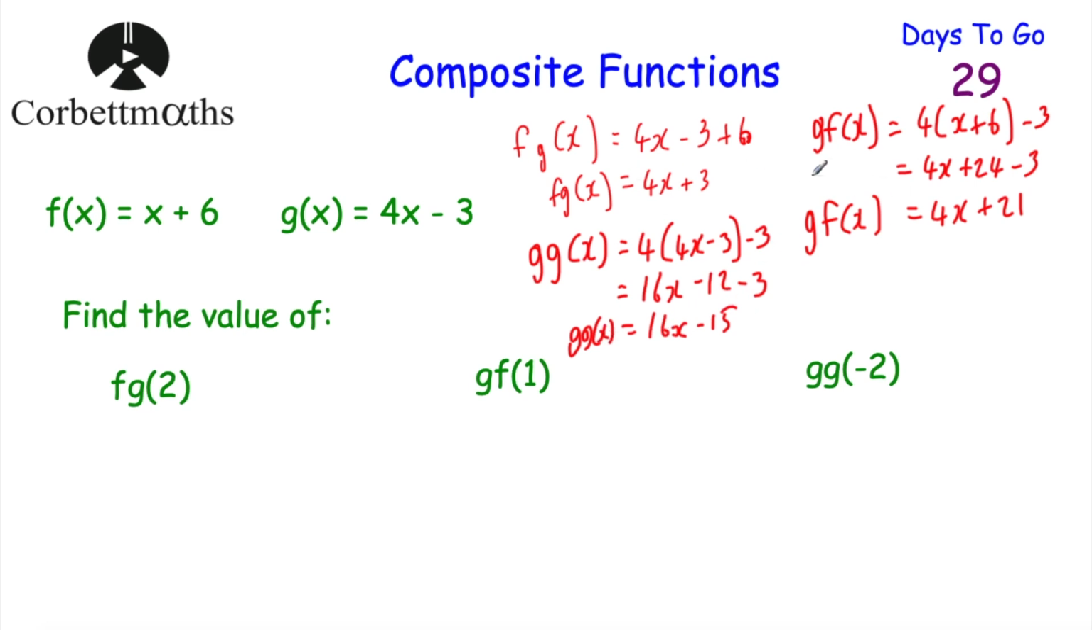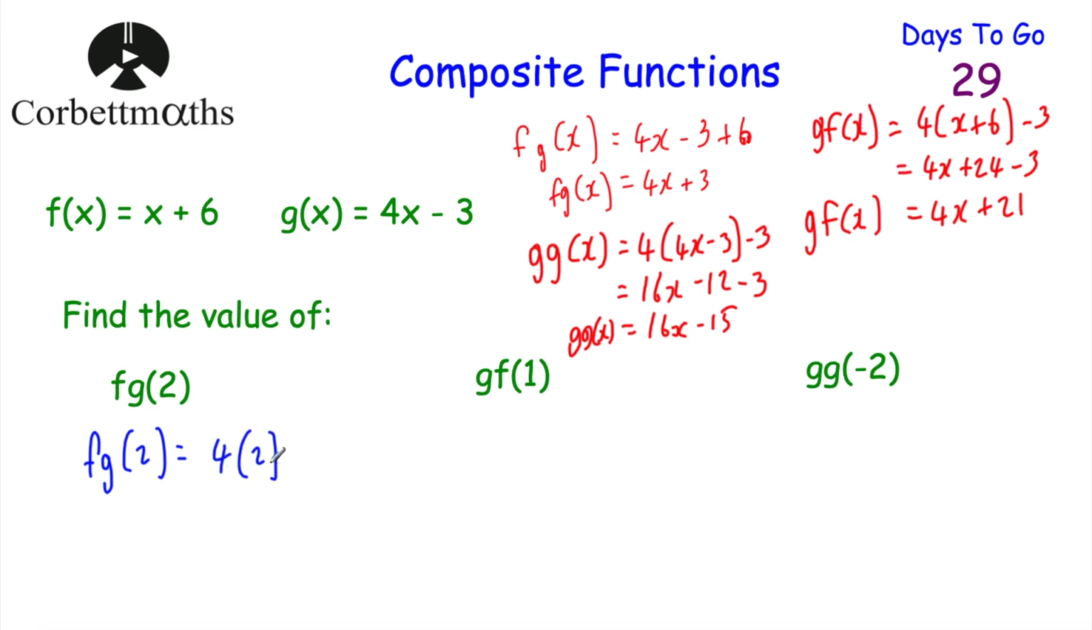So we've got our three composite functions. Now you might not actually have used those. I'm just going to show you that both approaches would work here. So one approach is if I wanted to find fg of 2, what I'm going to do is just replace the x in this composite function with 2. So fg of 2 would be equal to 4 times 2 plus 3.